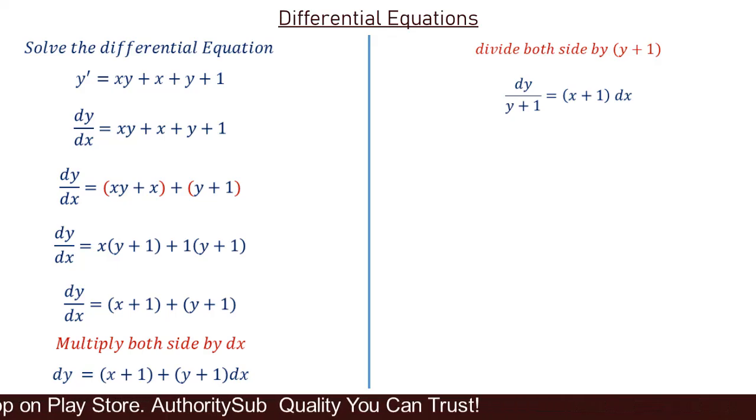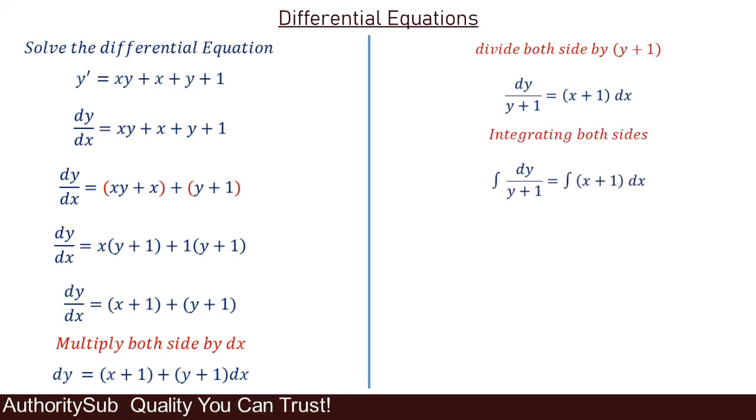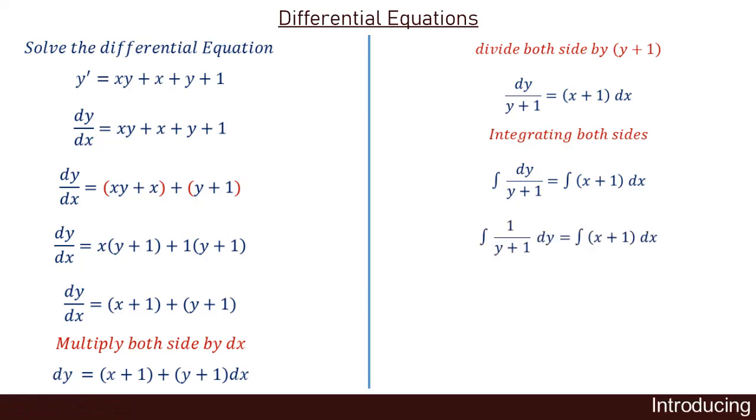We integrate both sides. So integrating both sides, we are going to have the integral of dy all over y plus 1 is equal to the integral of x plus 1 dx. Are we together? Yes. Now let's go. So this left hand side is the same thing as saying the integral of 1 all over y plus 1 dy is equal to the other side, the integral of x plus 1 dx.